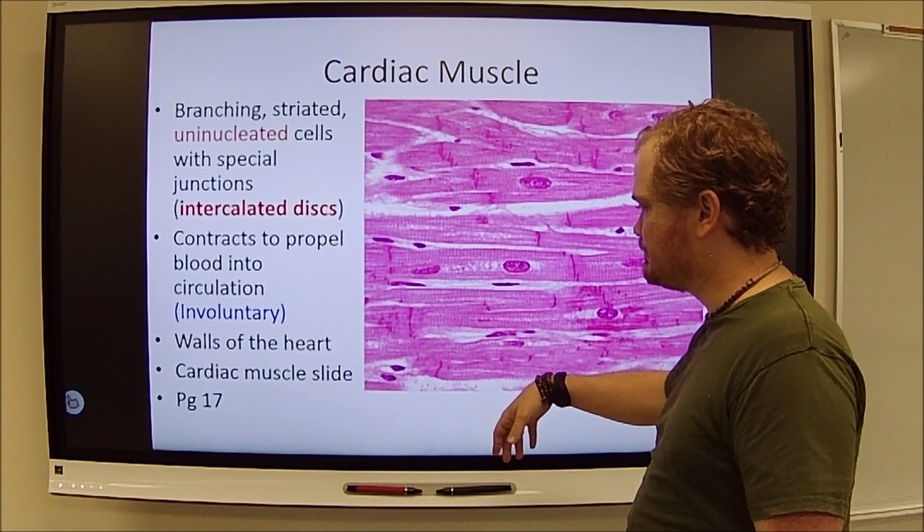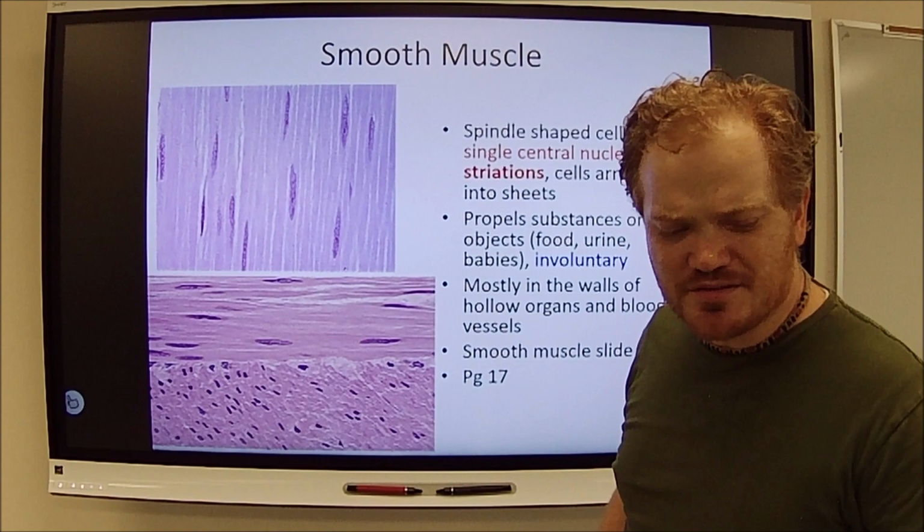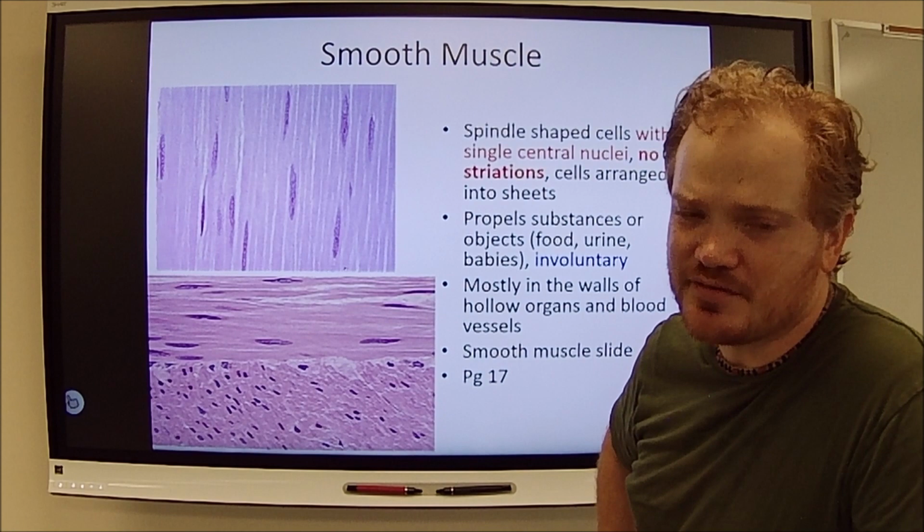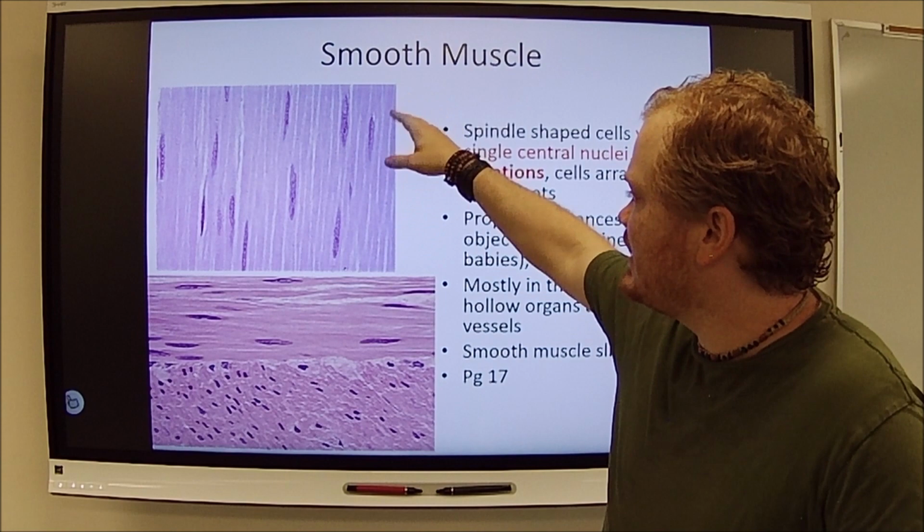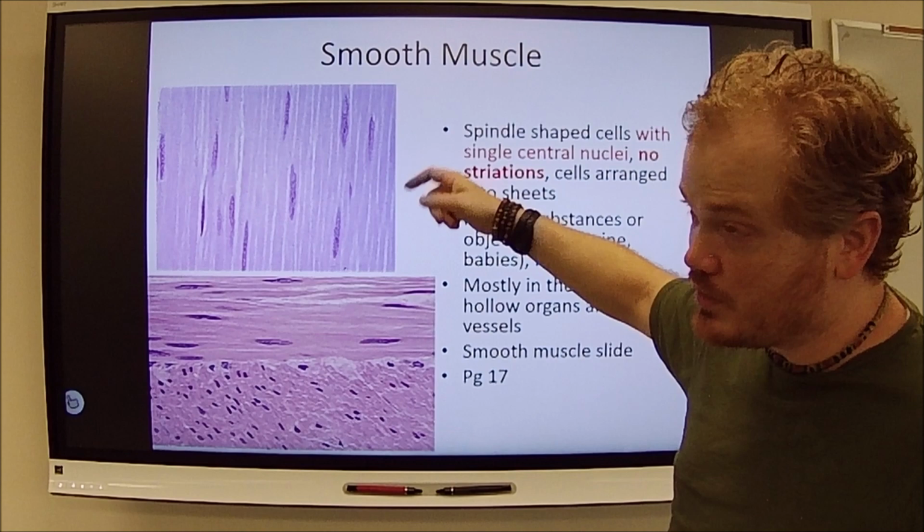And then, of course, there's smooth muscle. Smooth muscle is kind of hard to put your finger on. Okay, smooth muscle is like what's in your stomach. Your intestinal tract has a lot, your bladder's got smooth muscle. And it doesn't have a real defining characteristic. It is non-striated. It has one cell per nucleus, or one nucleus per cell.